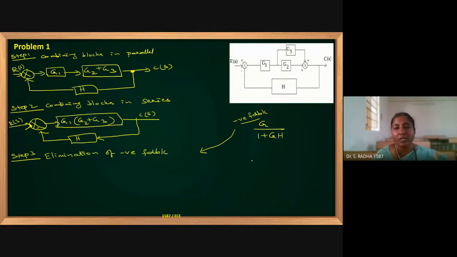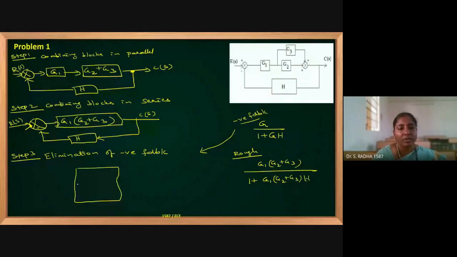Okay. So I will do the rough calculation and draw the diagram in the third step. And in the place of G, I have G1 into G2 plus G3 whole divided by 1 plus G1 into G2 plus G3 into H. Okay, G by 1 plus GH. This complete becomes a single block. So what I should write? G1 into G2 plus G3 divided by 1 plus G1 into G2 plus G3 into H.